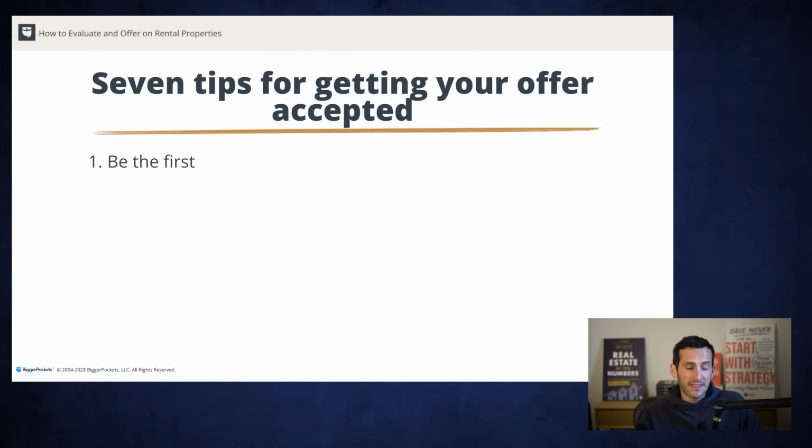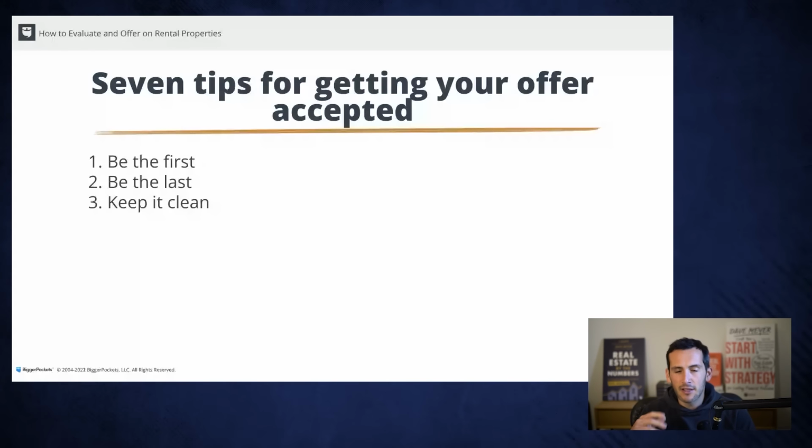Advice number 2 is be the last. I know this is contradictory, but I did this yesterday, actually, in that deal I was telling you about. Sometimes a seller will say, hey, I want all of your highest and best offers by X date and X time. And if you come in with a strong offer at the end, you may be able to leapfrog some of the competition and not give them a chance to come back and outbid you. So being the last can also work. But again, you need to understand what the seller is looking for.